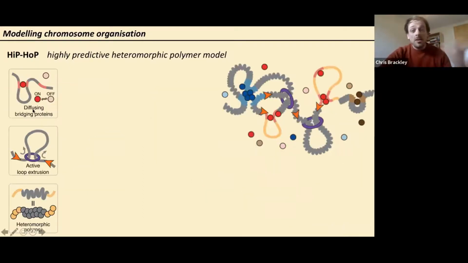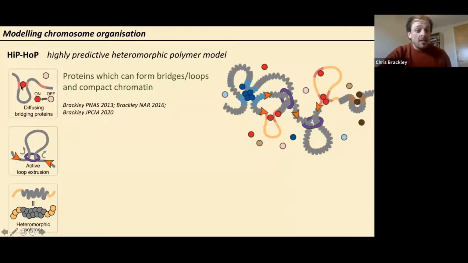There are three main mechanisms, and I'll briefly tell you about each of them. The first is that as well as the polymer, we also include these diffusing spheres, which represent complexes of chromatin binding proteins, and then we put specific binding sites along our chromosome. Importantly, these can bind to multiple sites at the same time, and so they can form bridges and loops, for example, between promoters and enhancers, and they can also compact regions of the chromosome. And we've been studying this model for quite a few years now.